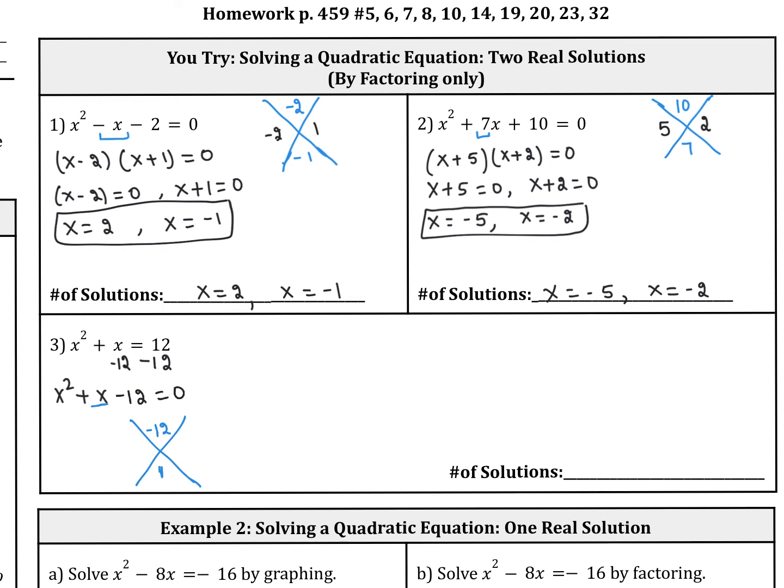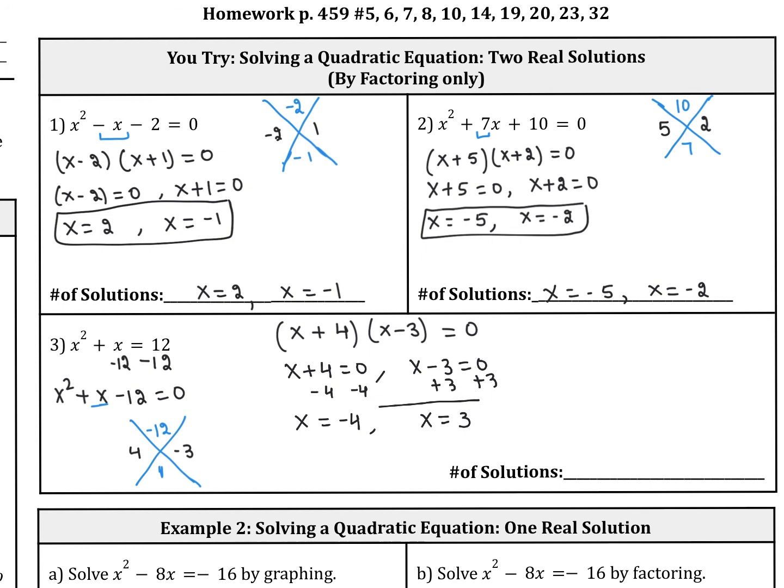You're looking for two numbers. When you multiply you get negative 12, and when you add you get 1. So the two numbers are 4 times negative 3. So our two factors are x plus 4 times x minus 3 equals 0. You put them equal to 0 one by one because you're looking for the x value. You're going to subtract 4, so x equals negative 4 here, and add 3 on both sides, x equals 3. So the two solutions are x equals negative 4, comma, x equals 3.